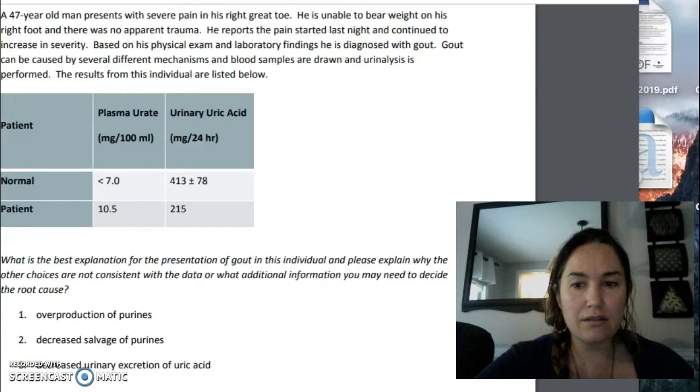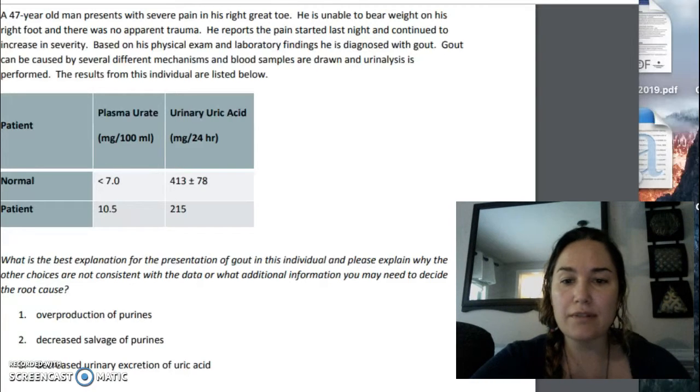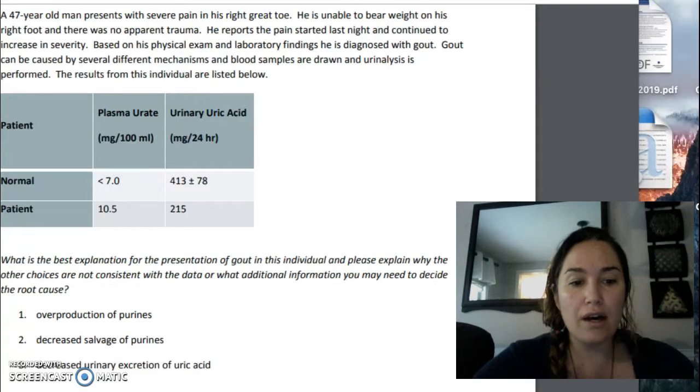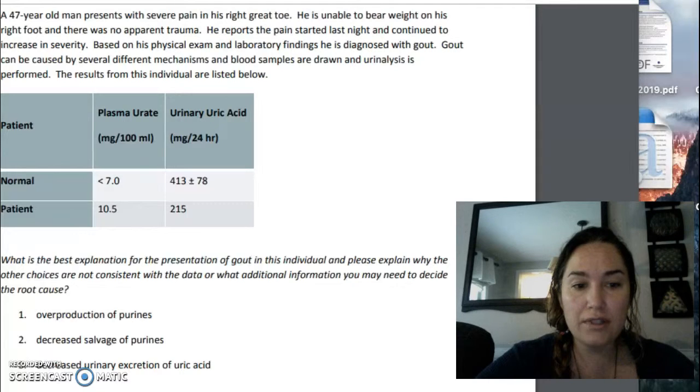So the question is, what is the best explanation for the presentation of gout in this individual? Please explain why the other choices are not consistent with the data, or what additional information you may need to decide the root cause. We're looking at these 3. Number 1, overproduction of purines. 2, decreased salvage of purines. 3, decreased urinary excretion of uric acid.